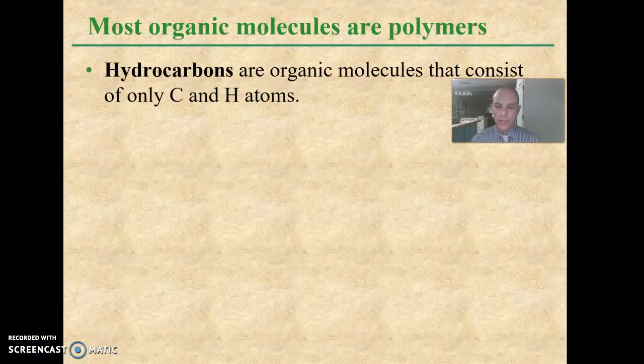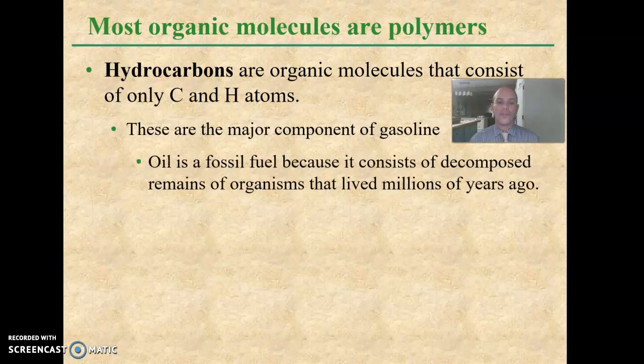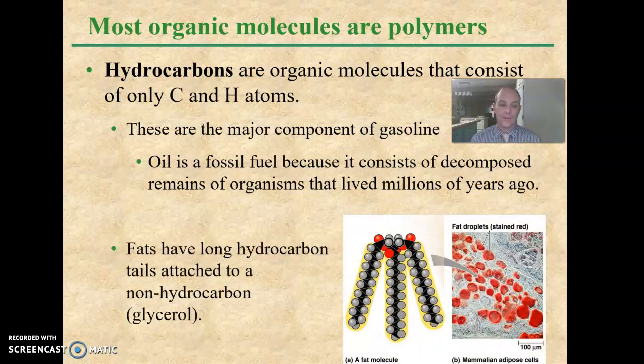A hydrocarbon is an organic molecule that consists of only C and H atoms, carbon and hydrogen. These are the major components of gasoline. Oil is a fossil fuel because it consists of decomposed remains of organisms that lived millions of years ago, hence the name fossils. We take that oil and we use it for fuel. Fats have long hydrocarbon tails attached to a non-hydrocarbon glycerol. You can see the example here of fat droplets in stained blood. And if you can remember that gasoline is a huge hydrocarbon which gives lots and lots of energy when it's broken apart.